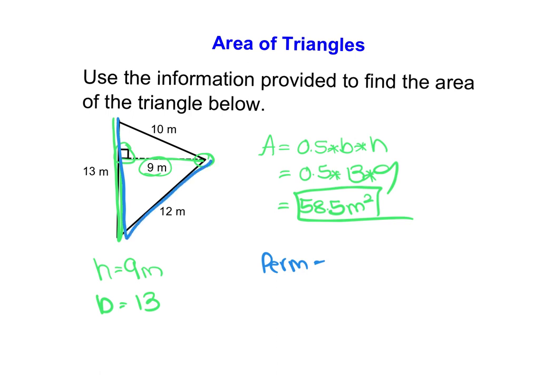So we have 13 plus 12 plus 10. In this one, our height is not included. If we add those all together, we end up with a perimeter of 35 meters.